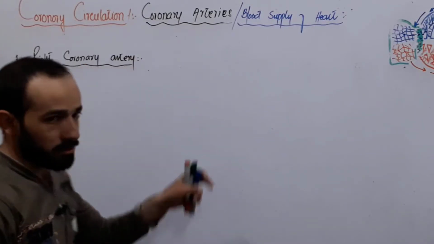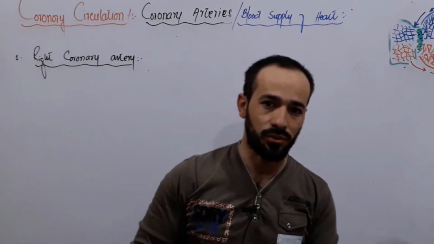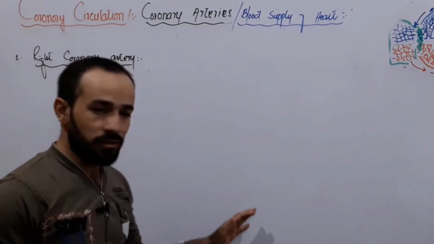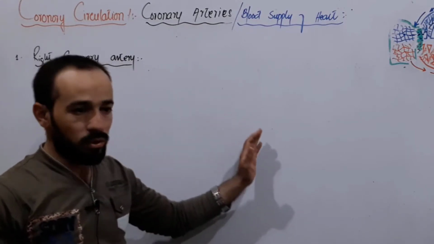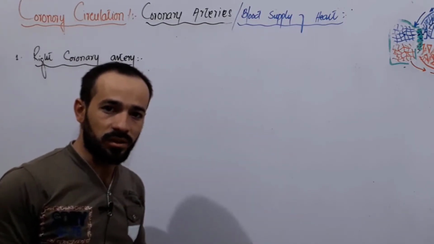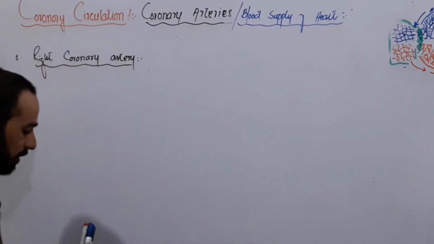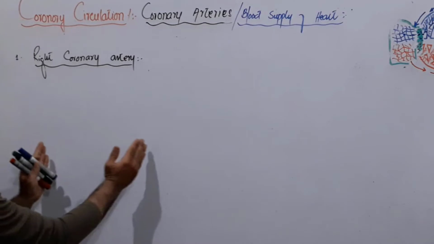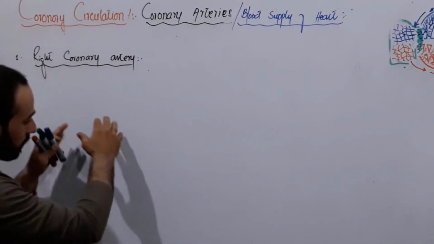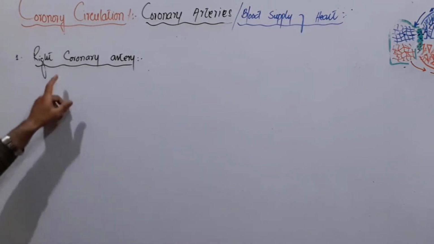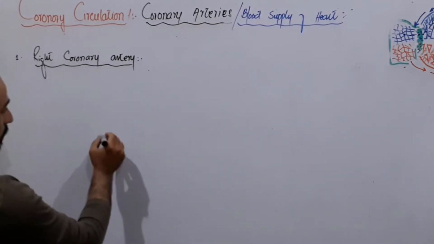Friends, in the previous video I discussed some important terms related to coronary arteries. If you haven't watched that video, please go and watch it to know about the origin and dimensions of coronary arteries. Let's discuss the right coronary artery. I will draw the diagram of the heart here, then we will put the right coronary artery and its branches. So let's make our diagram.